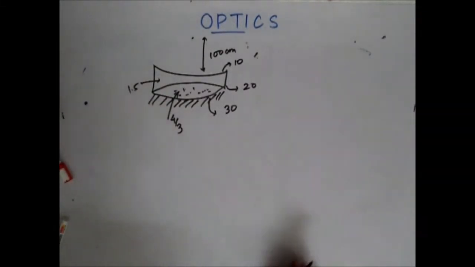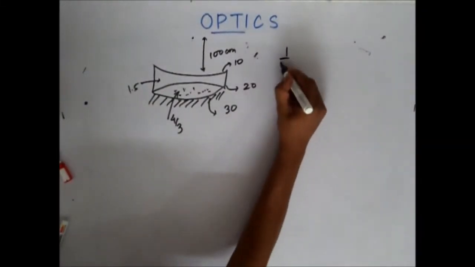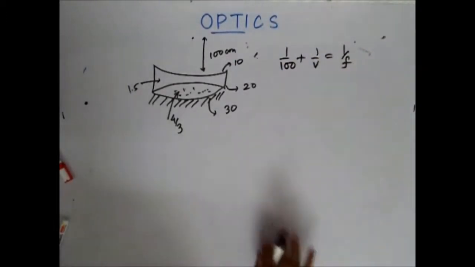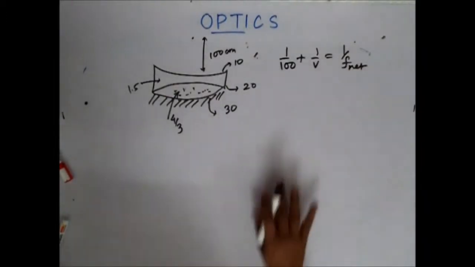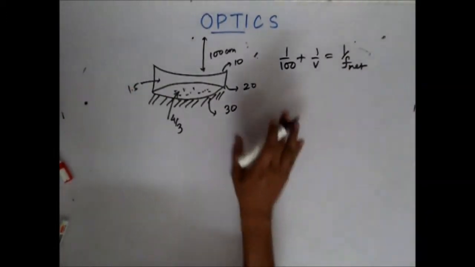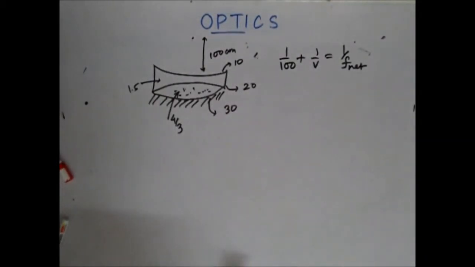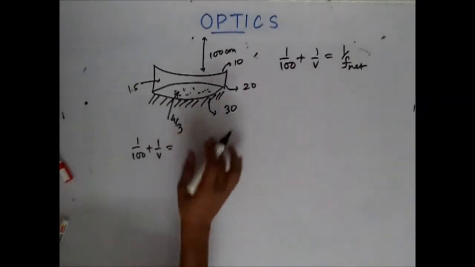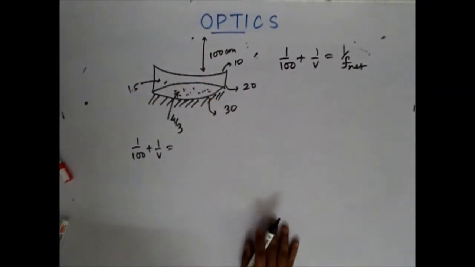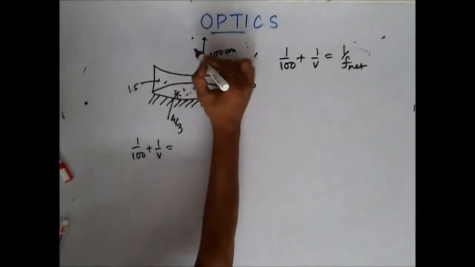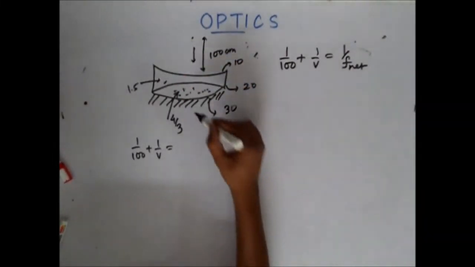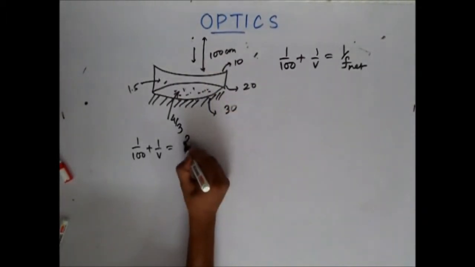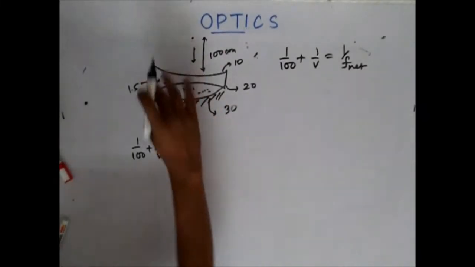So to find the location of the final image, I'll write the mirror formula, which is 1 by u plus 1 by v is equal to 1 by f, where f is equal to the net focal length. Here the medium is same, so I can use this approach. What is the net focal length? Let's write that: 1 by u plus 1 by v. This first lens has refraction occurring twice, once when there is the incident ray, and again second time when the rays get reflected from the concave mirror. So I'll write 2 times the focal length of this lens.